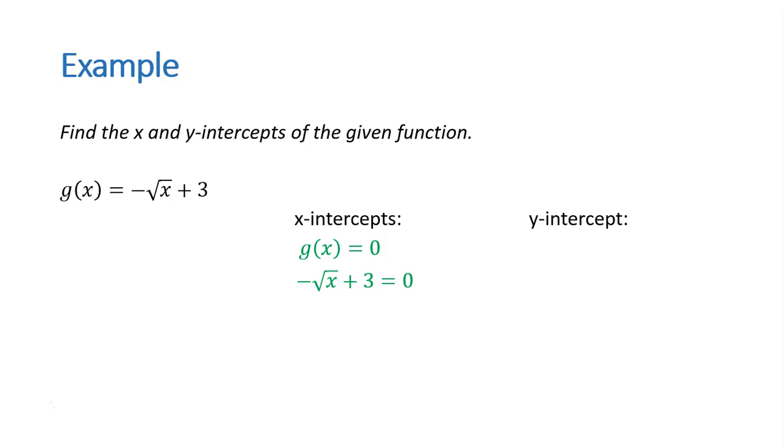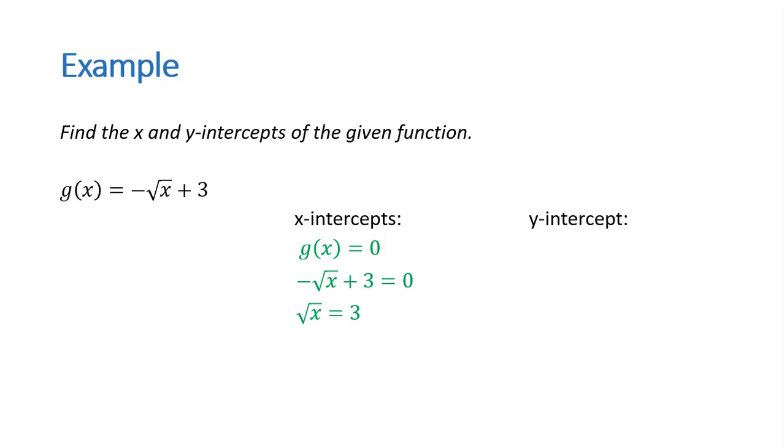So I want to get x by itself. x is under the square root. So the first thing I want to do is move the 3 over, or I could just add the square root of x to both sides and then everything will be positive. Either way, you're going to get the same thing. So square root of x is equal to 3 is what you should get down to.